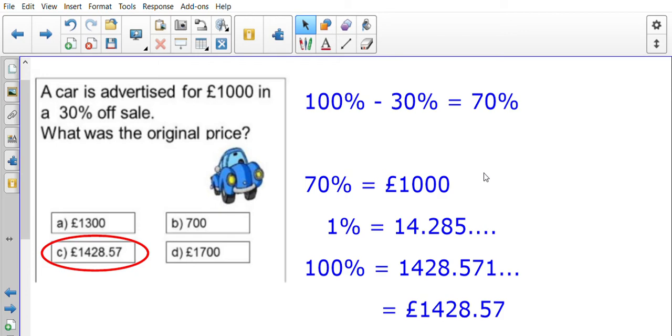Dividing each side by 70 gets me 1% on the left and 14.285 and so on. At this stage, I've left that answer on my calculator. I've not cleared it, because on the next stage what I'm going to do is multiply by 100 on each side. You'll also see that I've left that answer the way it is, because that's not your final answer. Where money's concerned, it's implied that you must round to 2 decimal places. So therefore, if this was a written type question, you must leave your answer as £1,428.57. And that also shows us why C is the correct answer.